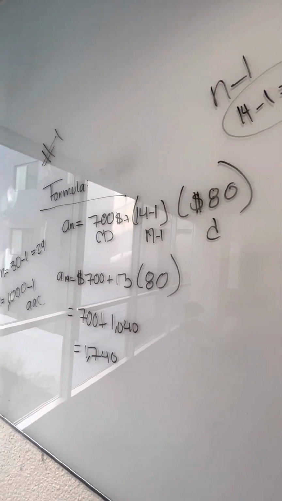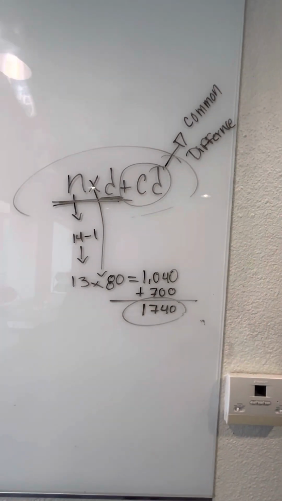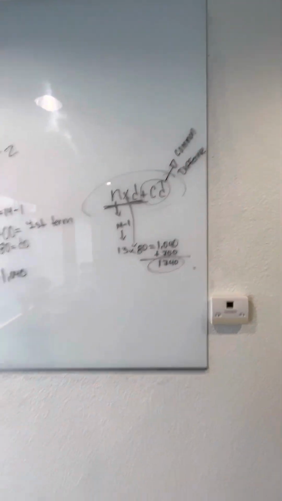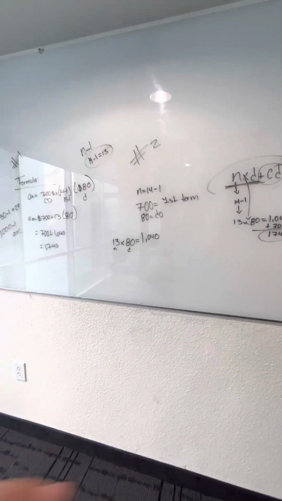Instead of the formula, like this, and solving down, it's literally the same thing, but in simpler terms. So these are 2 different ways you can solve for arithmetic sequences.